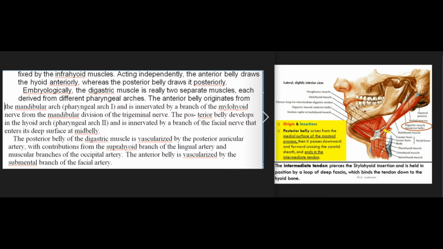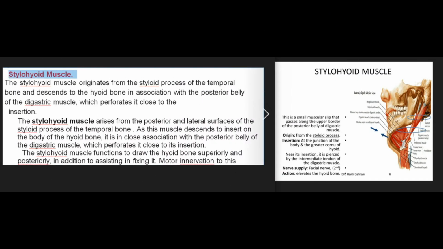The posterior belly of the digastric muscle is vascularized by the posterior auricular artery, with contributions from the suprahyoid branch of the lingual artery and muscular branches of the occipital artery. The anterior belly is vascularized by the submental branch of the facial artery. Stylohyoid muscle. The stylohyoid muscle originates from the styloid process of the temporal bone and descends to the hyoid bone in association with the posterior belly of the digastric muscle, which perforates it close to the insertion.